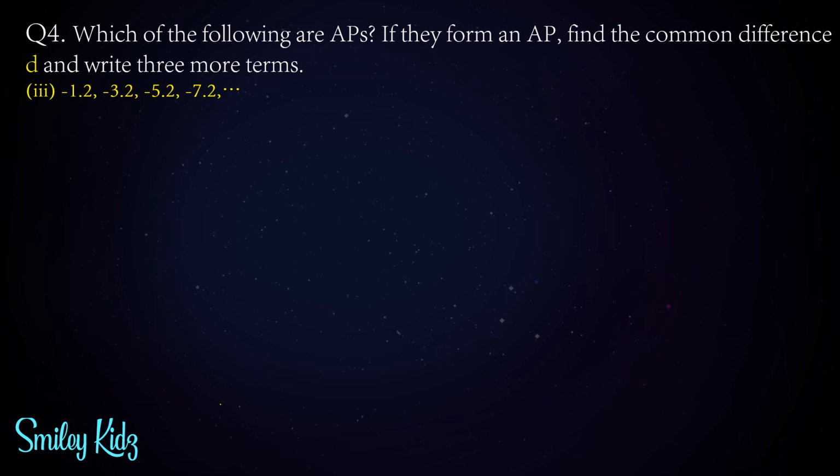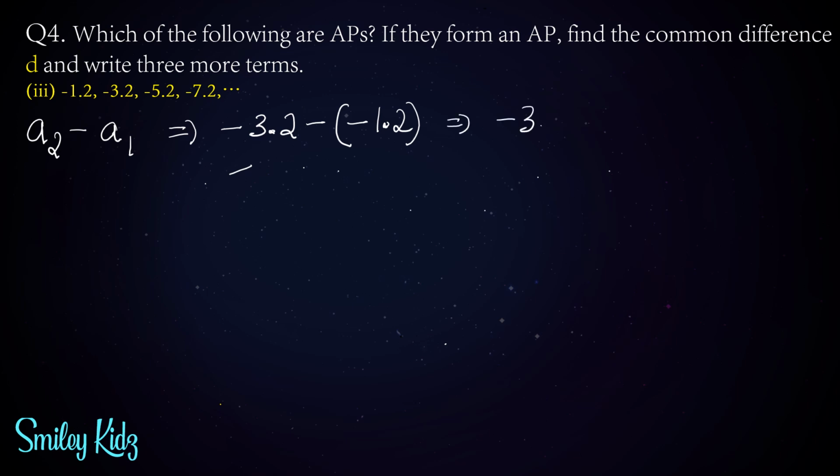Moving forward, we have minus 1.2, minus 3.2, minus 5.2, minus 7.2 and so on. Now, is this an AP? Well, to check that again, we're going to find out the common difference. A2 minus A1, which is equal to minus 3.2 minus of minus 1.2. This in turn will give you minus 3.2 plus 1.2, which is equal to minus 2.0 or 2.